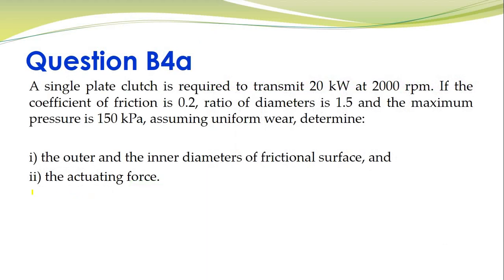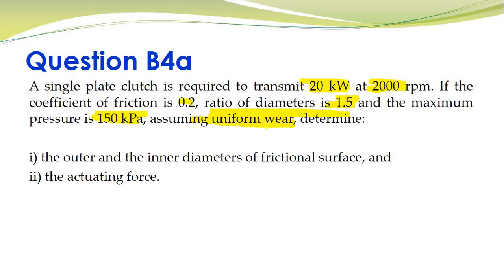Now let's look at question 4a, which is dealing with clutch analysis. It says that a single plate clutch is required to transmit 20 kilowatt. So this 20 kilowatt is your power, and it is to transmit this at a speed of 2000 revolutions per minute. That's the speed at which the clutch has to rotate. The coefficient of friction is given as 0.2, the ratio of diameters is given as 1.5 and the maximum pressure is given as 150 kilopascal, and assuming uniform wear, so this is very important, this is qualitative data that you are to look for.